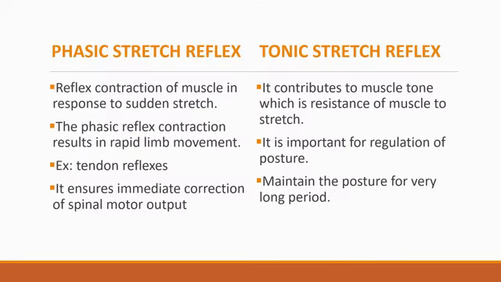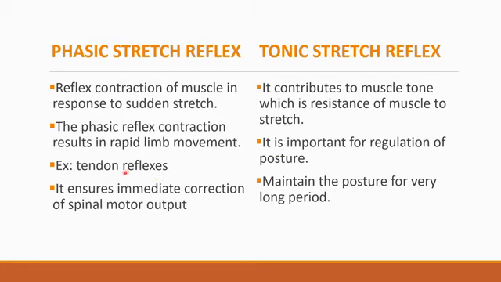Now the differences between the phasic and tonic stretch reflex. Reflex contraction of muscle in response to sudden stretch is the phasic stretch reflex. The tonic stretch reflex is elicited by the sustained stretch of the muscle. This contributes to muscle tone, which is nothing but resistance of muscle to stretch. The phasic reflex contraction results in rapid limb movement, and the tonic stretch reflex is important for regulation of posture by maintaining the muscle tone.